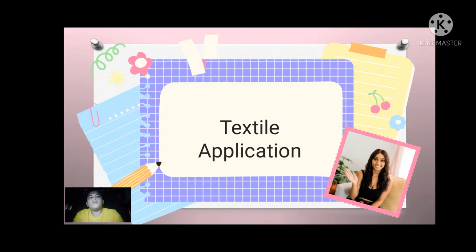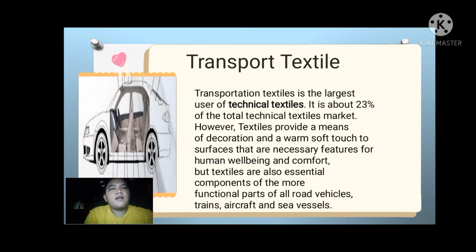And first, let's go to the transportation textiles. Transportation textiles are the largest user of technical textiles, about 23% of the total technical textiles in the market. However, these textiles provide a means of decoration and warm, soft surfaces that are necessary features for human well-being and comfort. But these textiles are also essential components of the more functional parts of all road vehicles, trains, aircraft, and sea vessels.